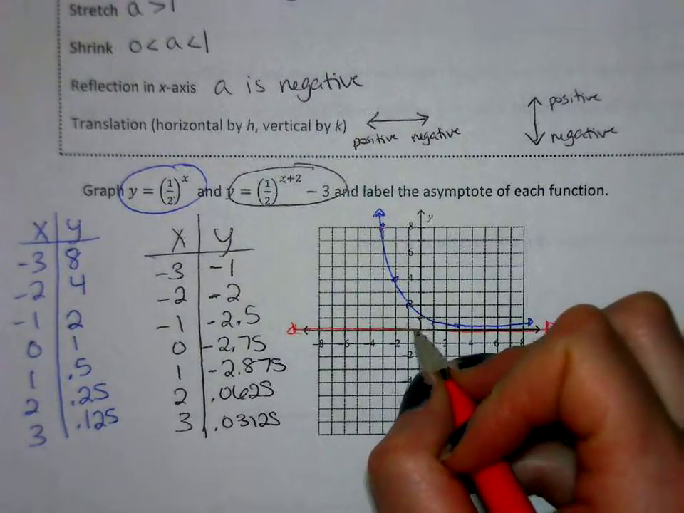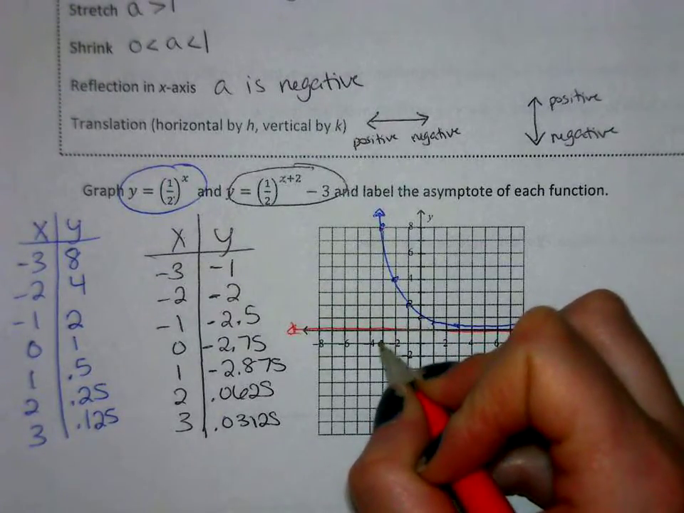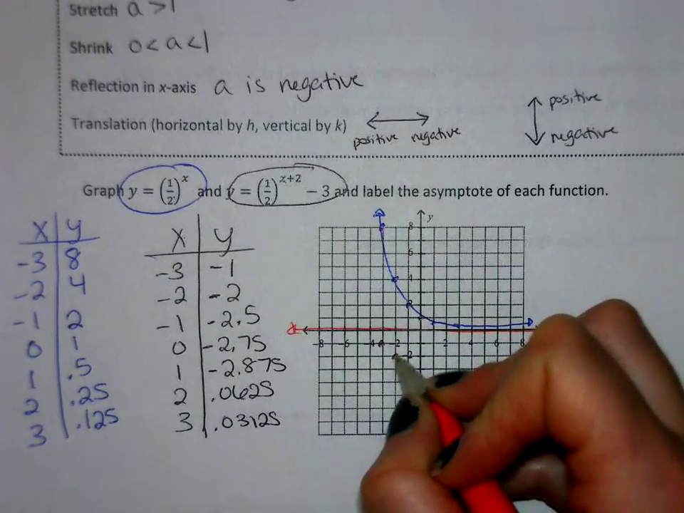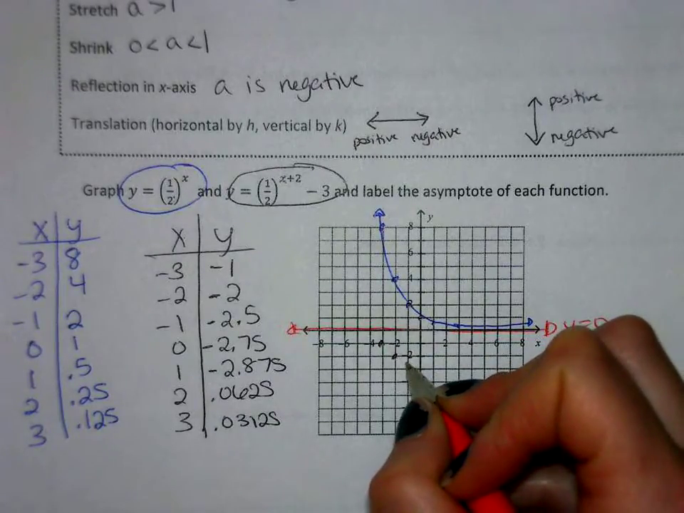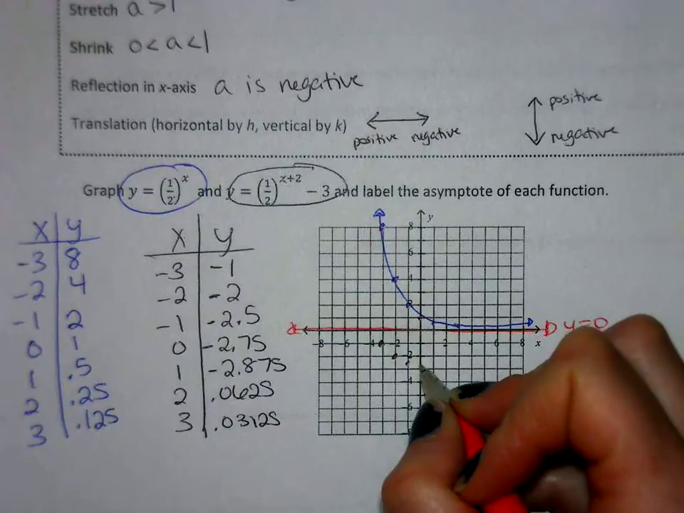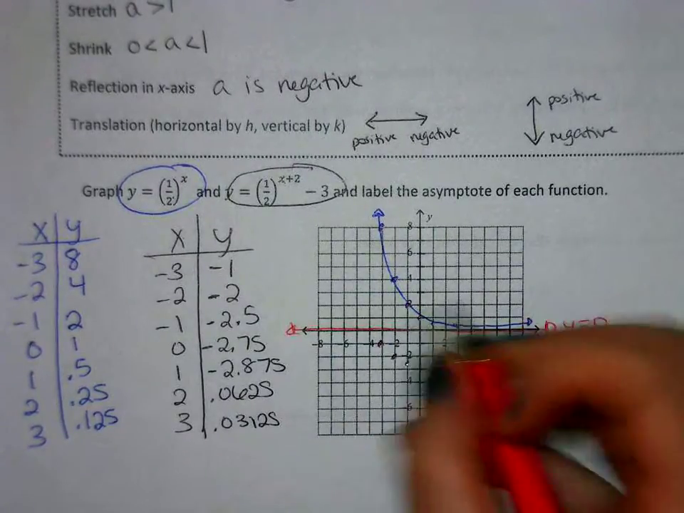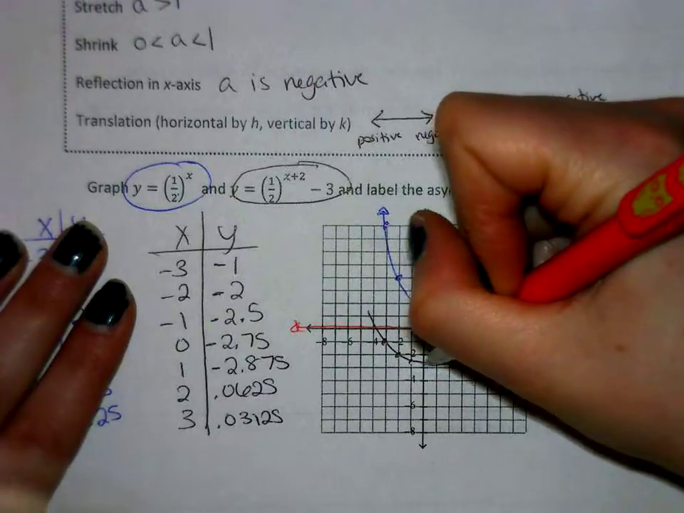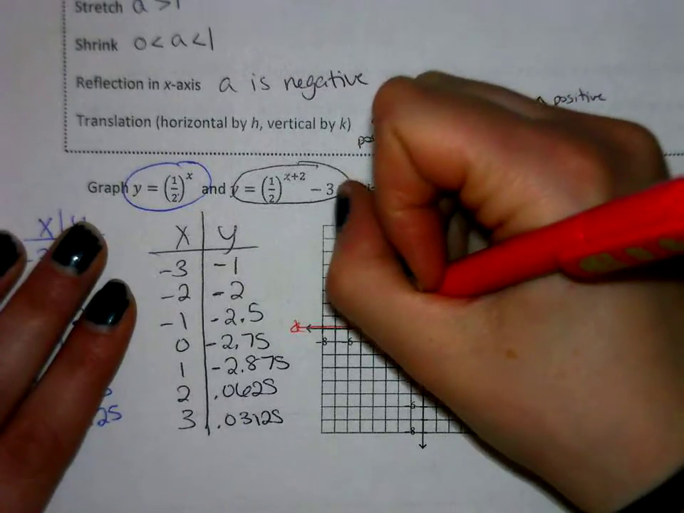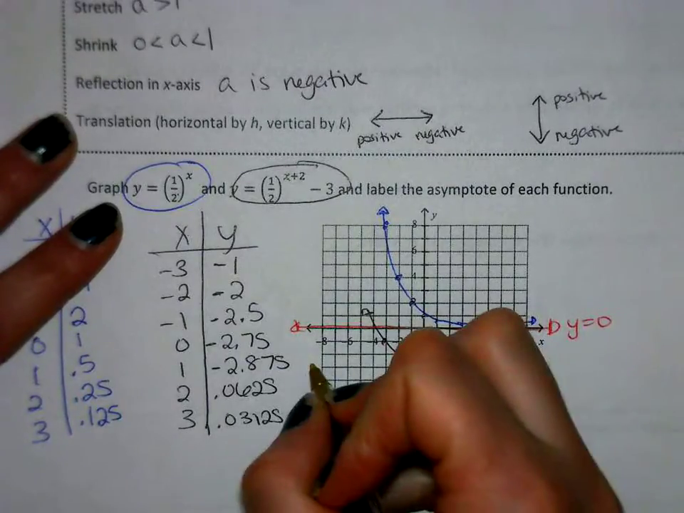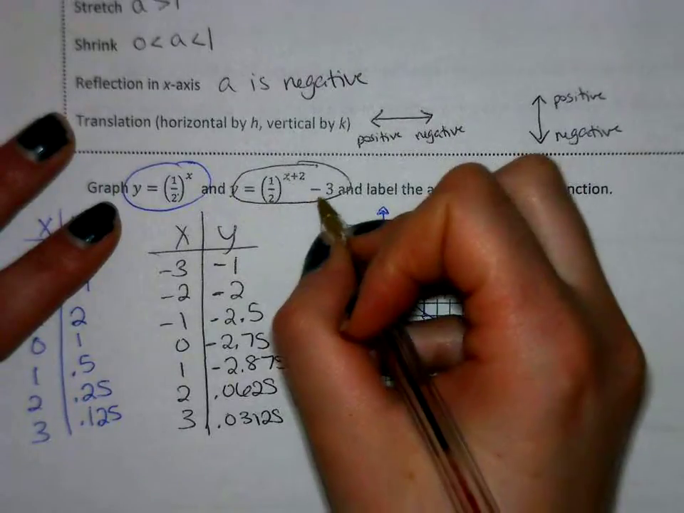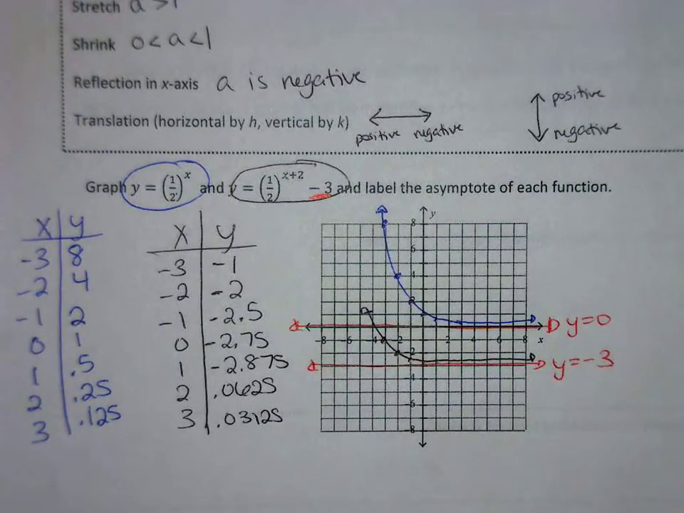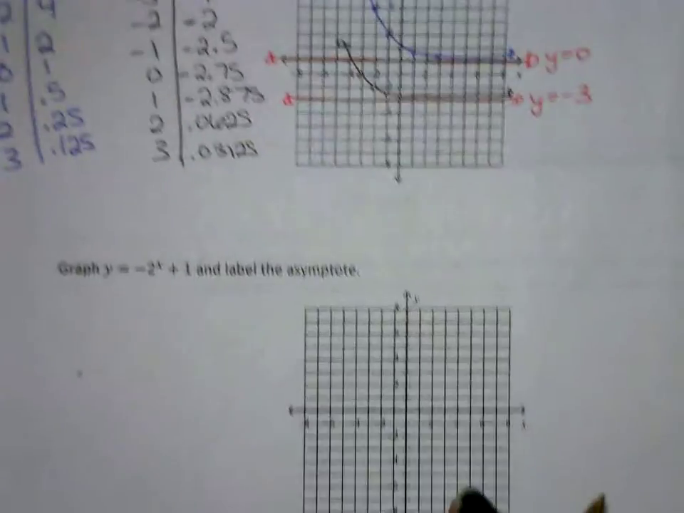So if we graph, we're at -3, -1, -2, -2, -1, -2.5, 0, there, getting closer. So this exponential is getting close to but never touching at y equals -3, which we can find from our equation, which was our translation by k.